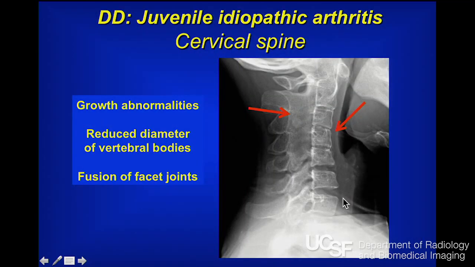This is a typical example of a cervical spine in a child with juvenile idiopathic arthritis, where you see that there are growth abnormalities during the development. There's a decreased diameter of the vertebral bodies. You see that there's fusion of the facet joints. This is the unaffected, the lower spine. These are the unaffected areas. Here you can nicely appreciate these small diameters, which is really very typical for JIA. So you will see that in these patients as they grow older.